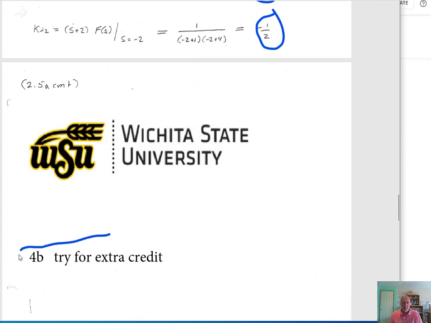I'm going to leave 4.4b for you guys to try for extra credit. Give it a shot. It's 2 equations. You just Laplace both equations. In the Laplace domain, you solve for the 2 Laplace transform function unknowns, and then you do an inverse Laplace transform.